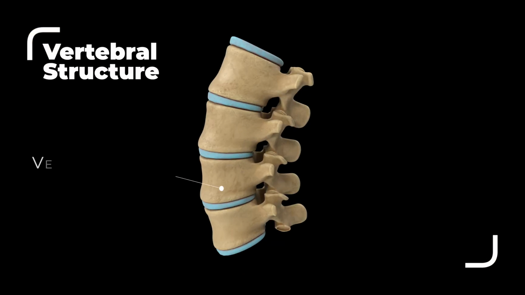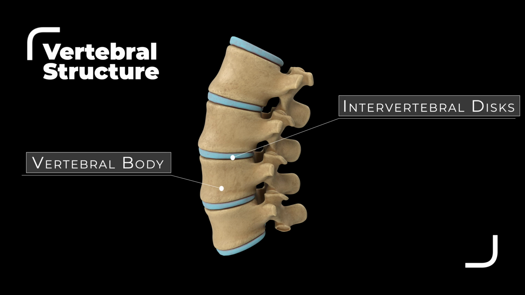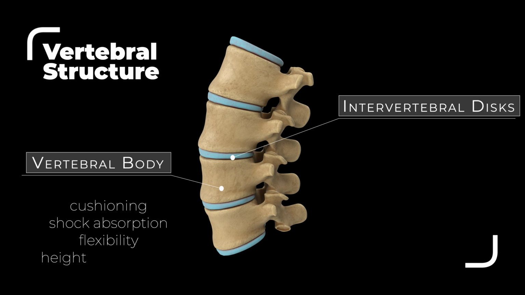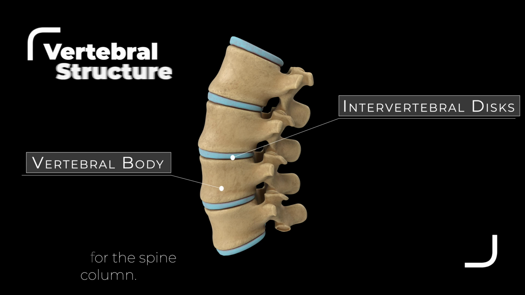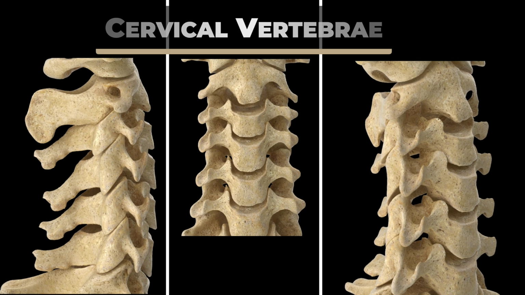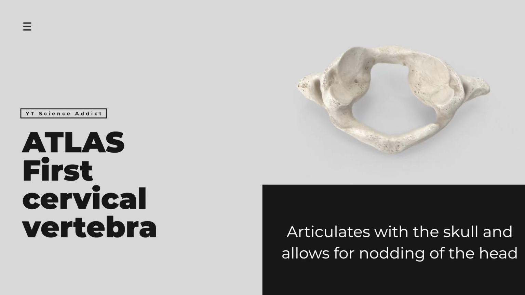Between adjacent vertebral bodies are intervertebral discs made up of fibrocartilage that provide cushioning, shock absorption, flexibility, and height for the spine column. The cervical region consists of 7 vertebrae in the neck, which support the head and allow for its movement. The first cervical vertebra, the atlas, articulates with the skull and allows for nodding of the head.